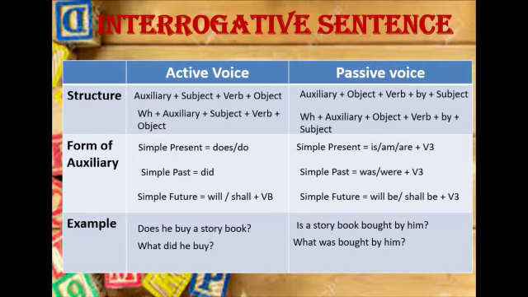What did he buy? This is a WH question. So the WH word will remain as it is. Only what will remain what, and did will be converted into was. And as we know, here only the subject is given, because the object is there in the word what. So, what was bought by him?